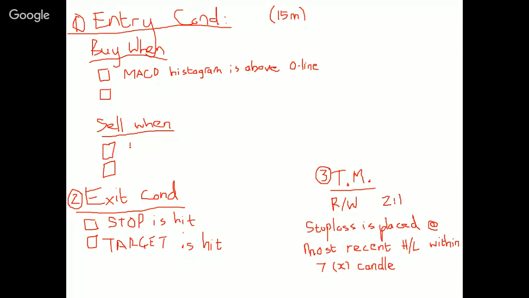Okay, then obviously at the sell, it's just going to be the opposite. So it's MACD histogram is below naught line. There we go. Done. Okay, that's our directional indicator done.